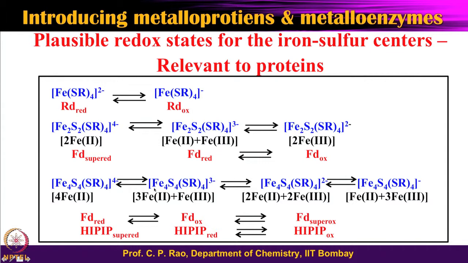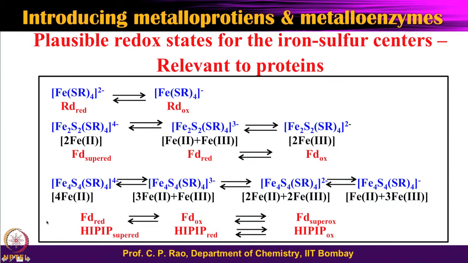Similarly, when you have 4 irons, there are so many possibilities, all 4 in 2 plus, all 4 in 3 plus, or 2 of them 3 plus, 1 2 plus, etc. All these possibilities are there, of which the most favored are shown over there: 4 iron 2s, 3 iron 2s and 1 iron 3, 2 iron 2s and 2 iron 3s, 1 iron 2 and 3 iron 3s. Of course, you can have all 4 iron 3s, but never found even in small complexes. But in small complexes, these 4 are being found.